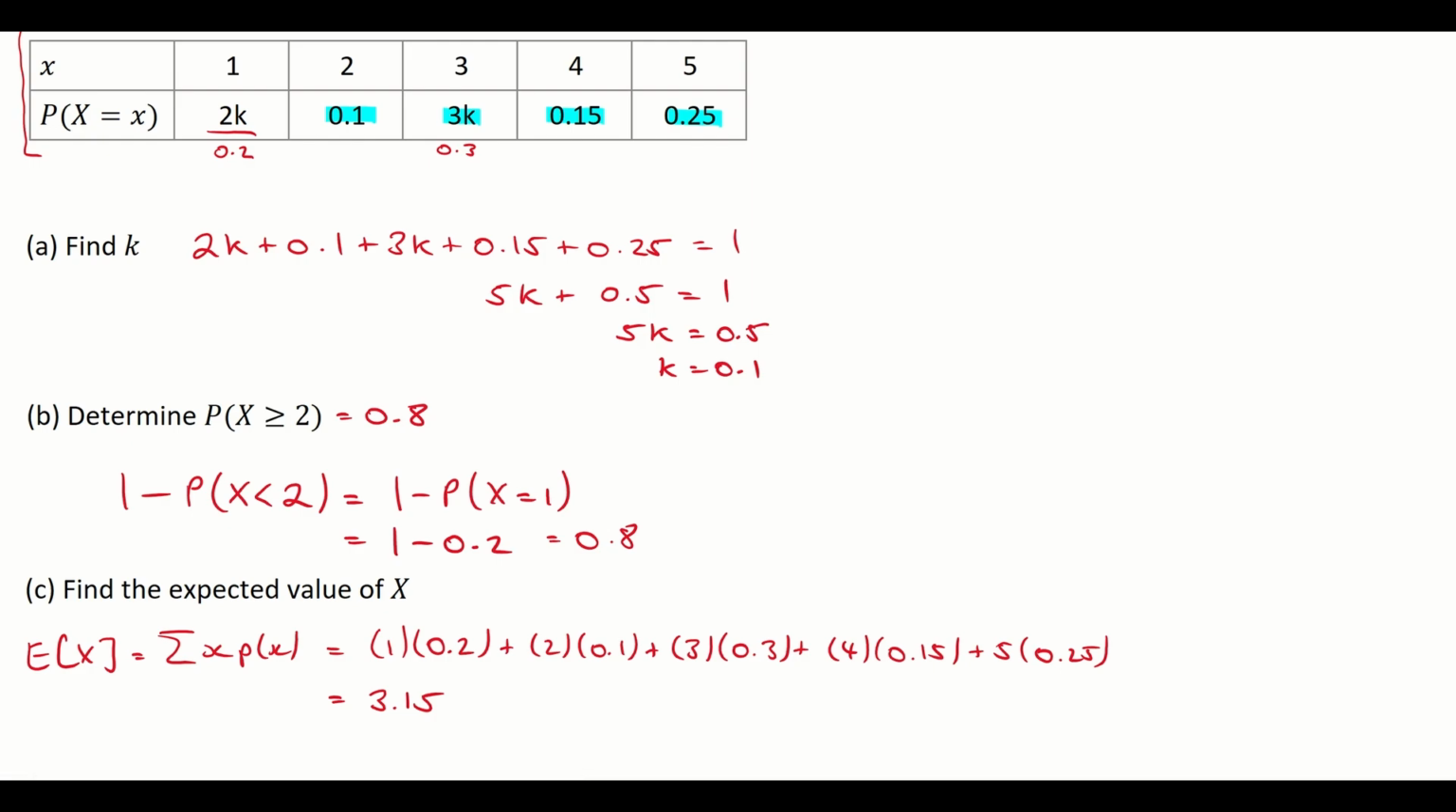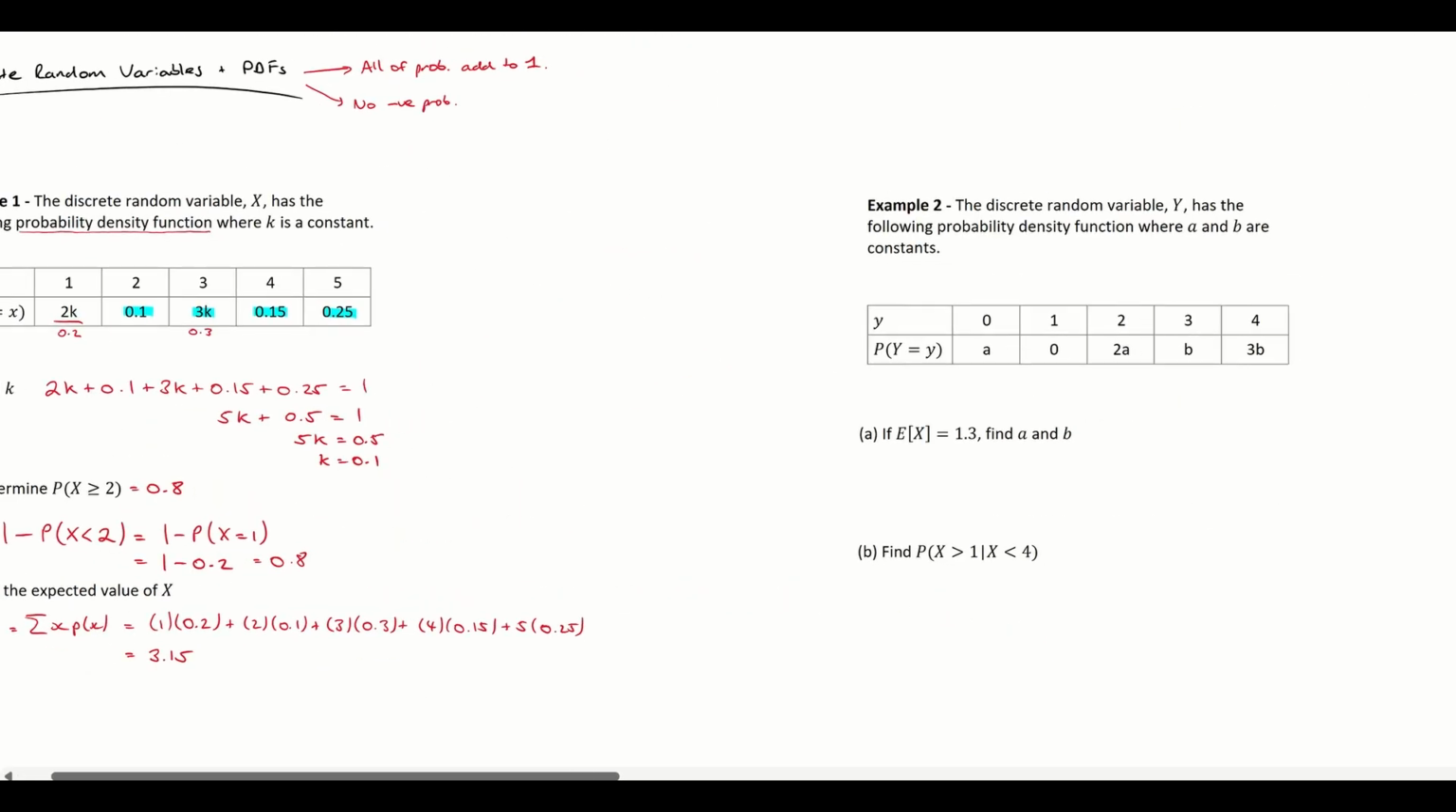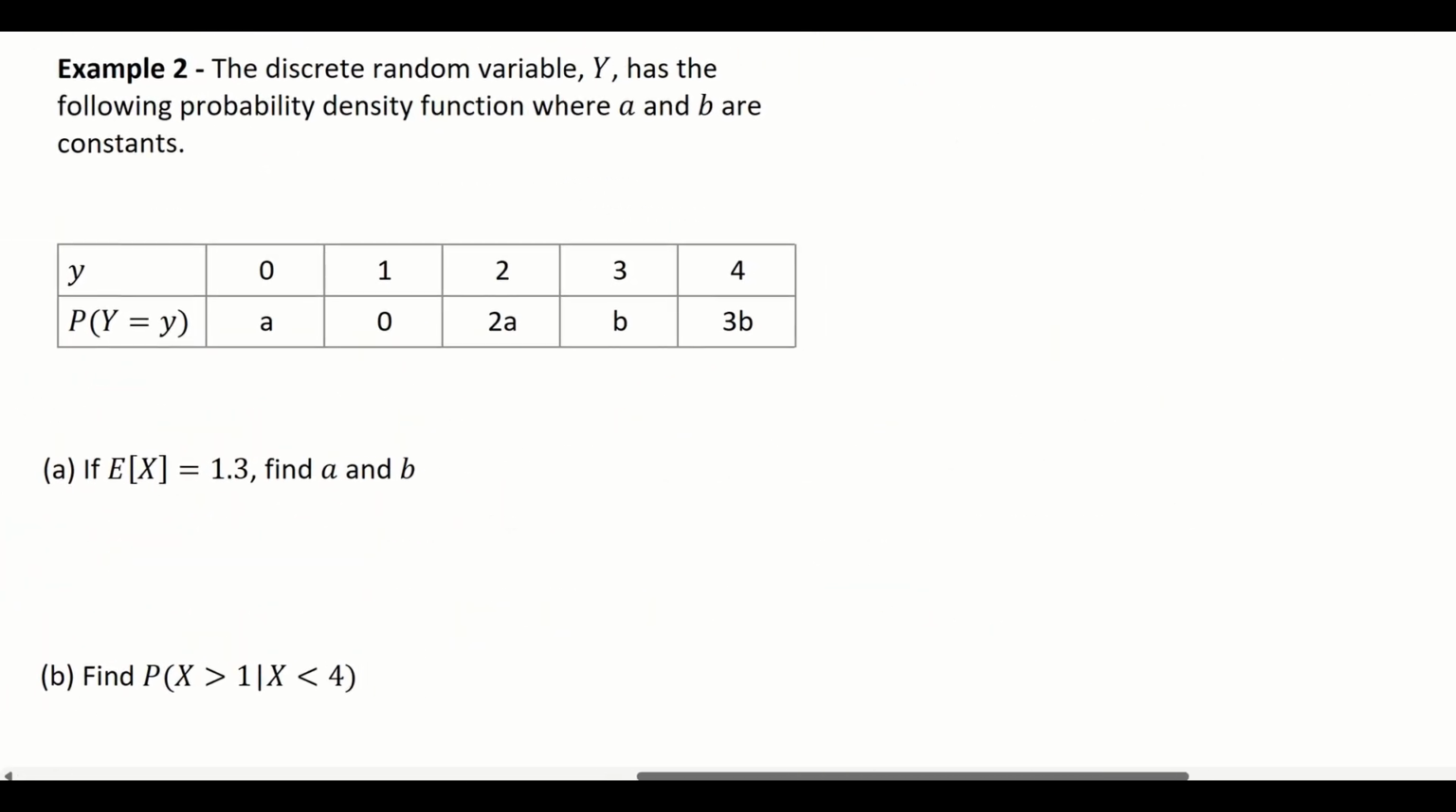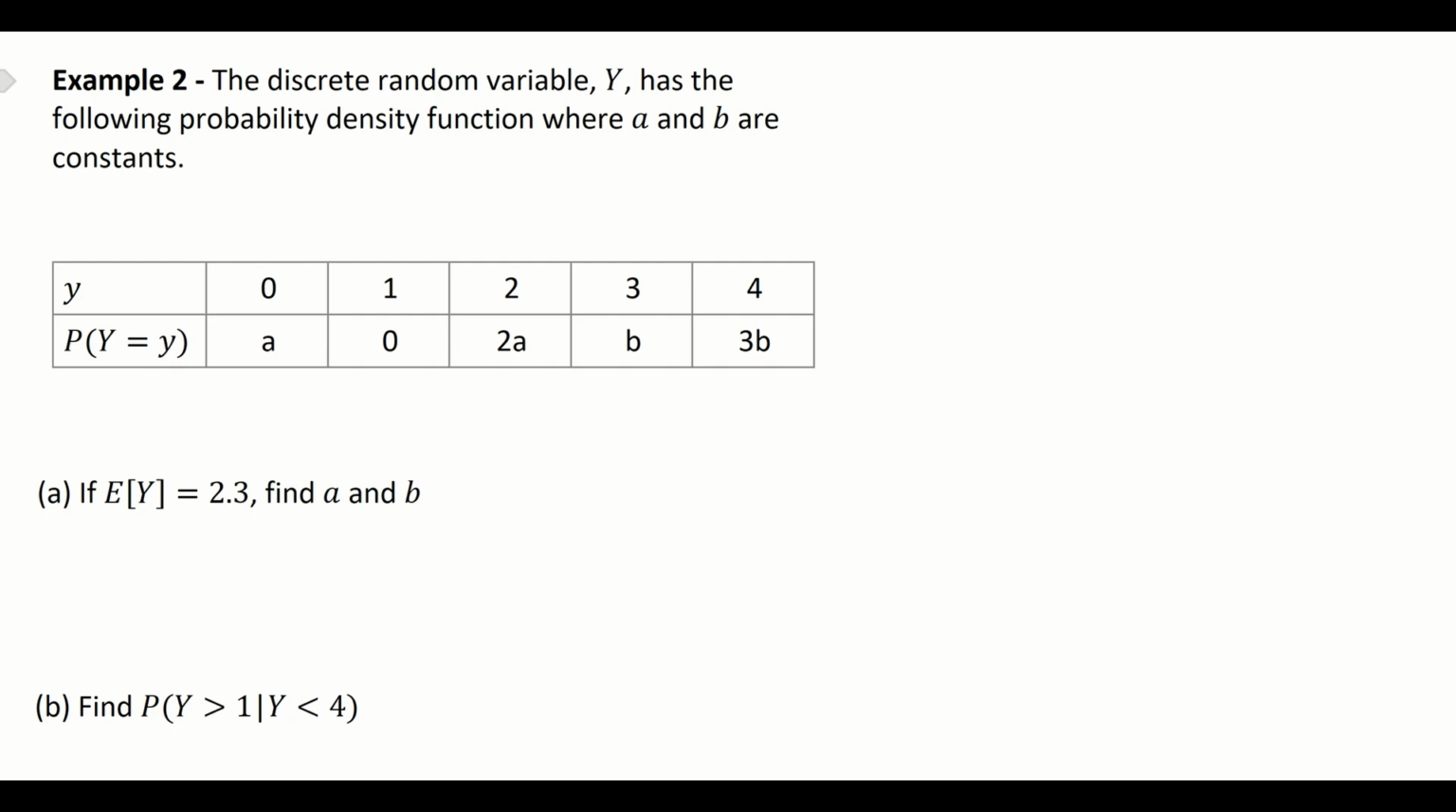We're going to have a look at a couple more now. So let's come over to a second example. The discrete random variable y, so I've just changed the letter here, has the following probability density function where a and b are constants. So here's our probability distribution table. And it says that if the expected value of y is 2.3, can we work out what a and b are?